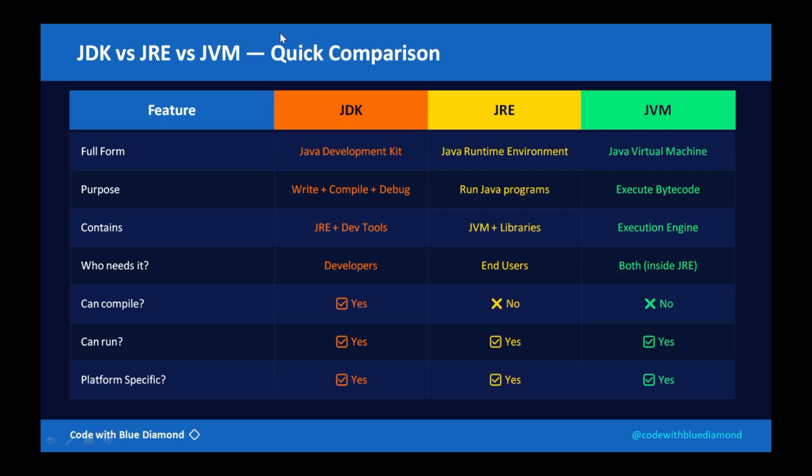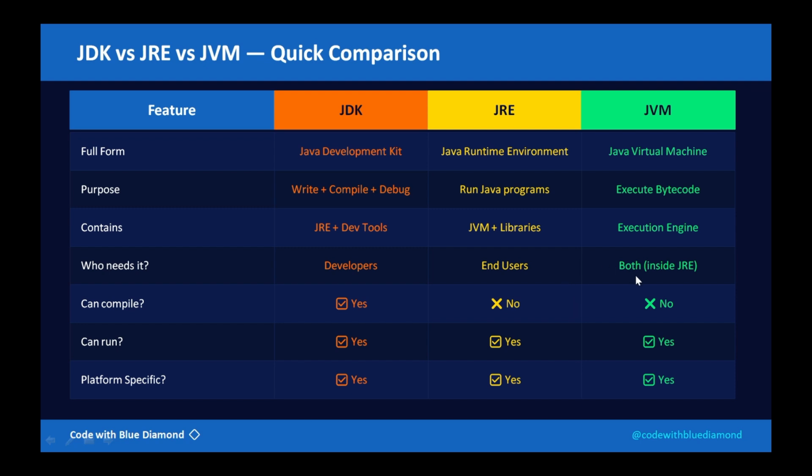Now let us compare all three side by side so you never forget the difference. JDK is the Java Development Kit, whose purpose is to write, compile and debug. It includes JRE and development tools. JRE is the Java Runtime Environment, whose purpose is to run Java programs, and it includes JVM plus libraries. And JVM is the Java Virtual Machine, whose purpose is to execute bytecode, and it runs on every system. It mainly contains the execution engine. This is very important from an interview point of view.